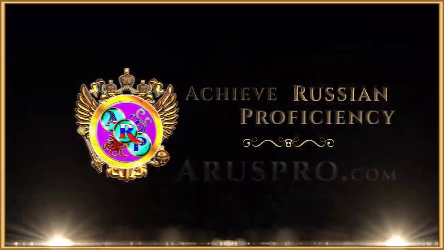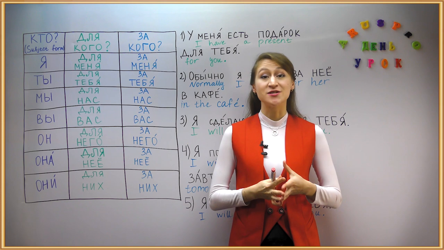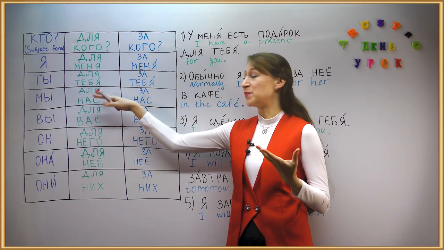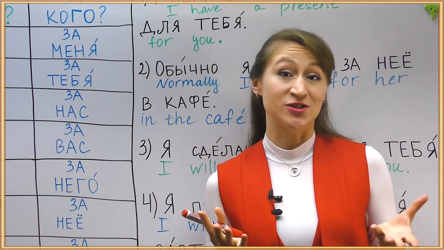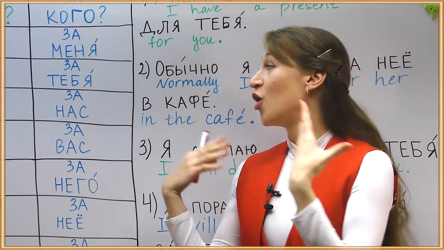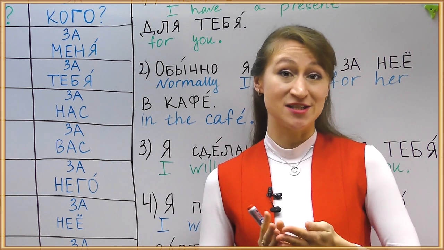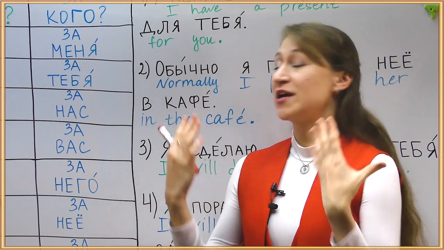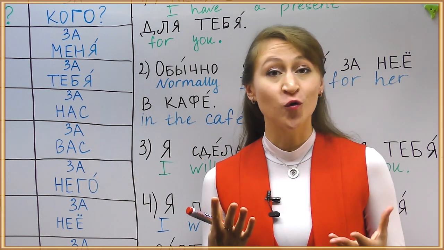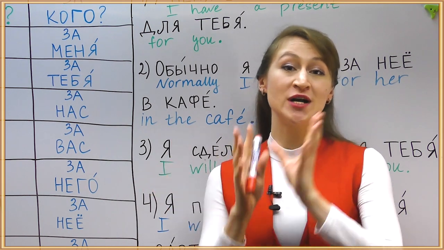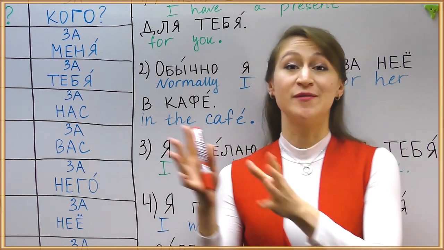So before we get to the actual difference between ДЛЯ and ЗА, let's talk about what a preposition is in general. A preposition is a little word that describes a particular situation, a particular case. For example, when you say, you are beautiful, that's one situation, one case. When you say, this is for you, you used the preposition for, and that puts you in a different situation, in a different case, different from you are beautiful.